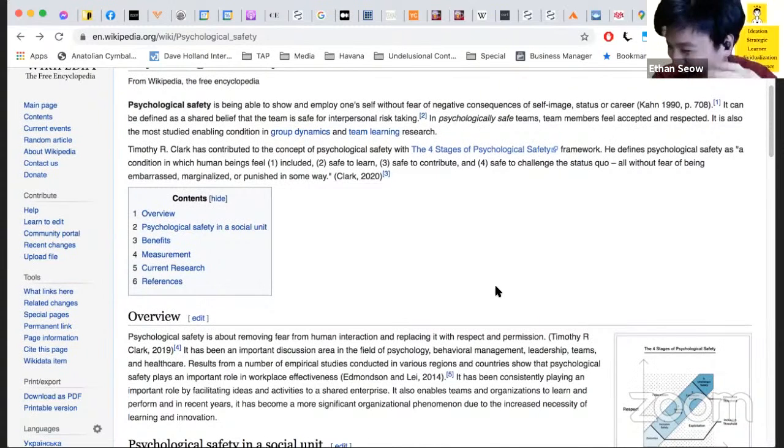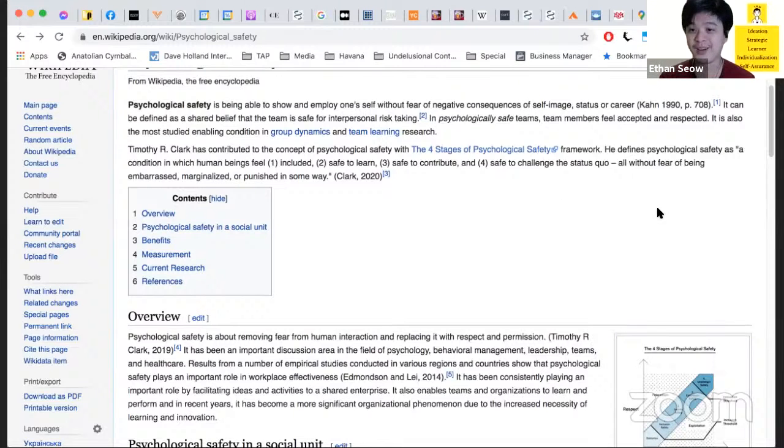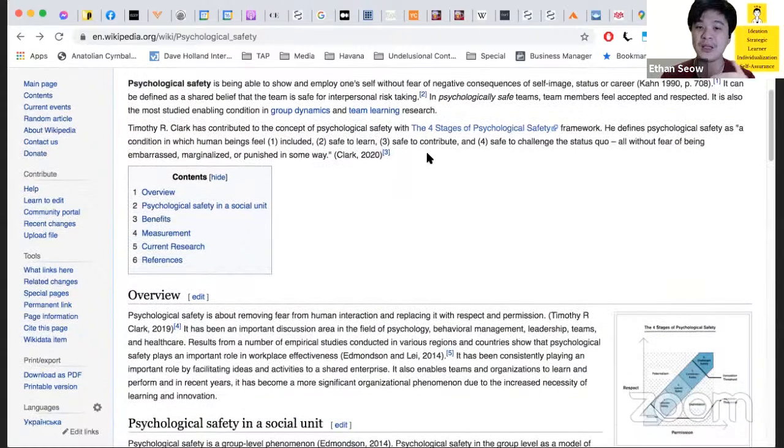Well done. So I just want to start the topic with the fact that a lot of people don't recognize what psychological safety actually feels like. Most of us have never experienced this before, or we think we've experienced it, but we actually don't know it. There's being able to show and employ oneself without fear of negative consequences to self-image, status, or career. So we talk about Kant's definition, right? It's talking about the ability to actually speak fully about yourself.